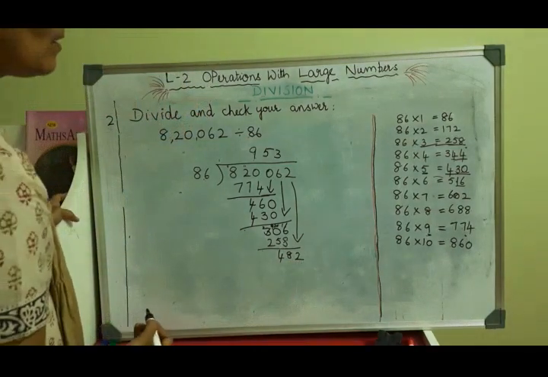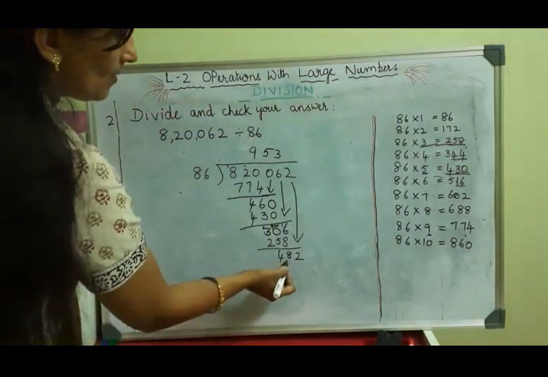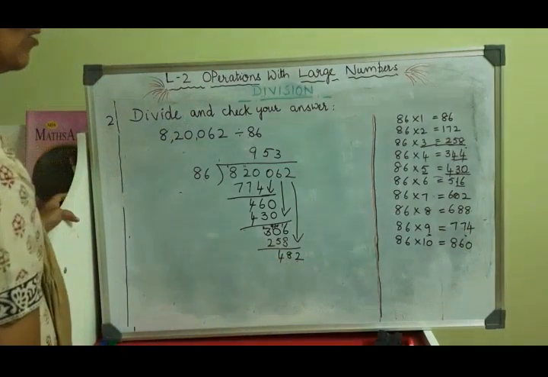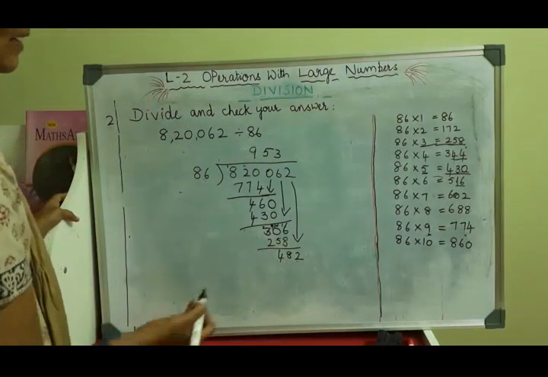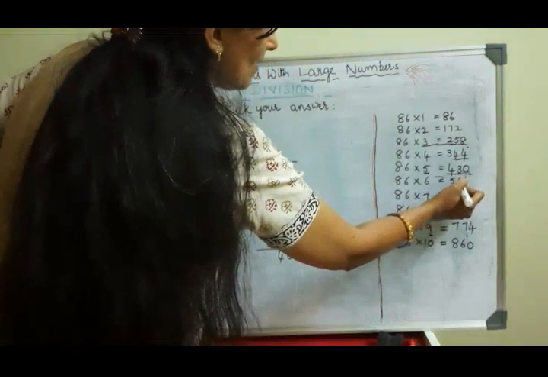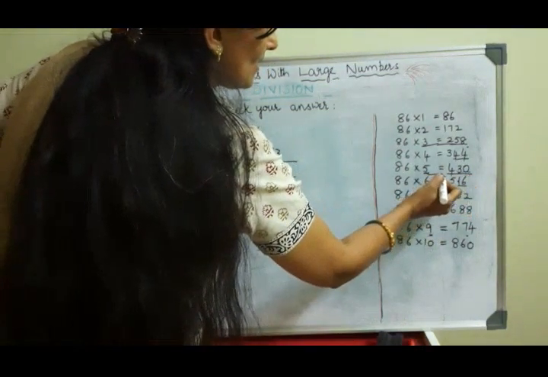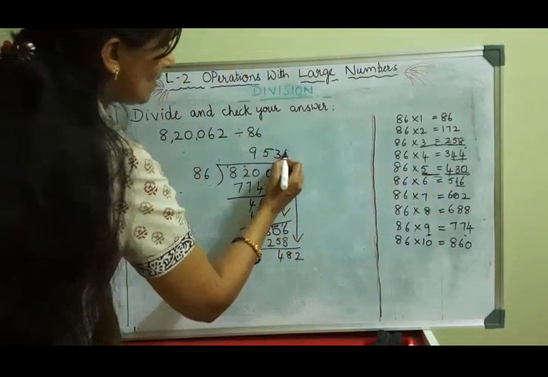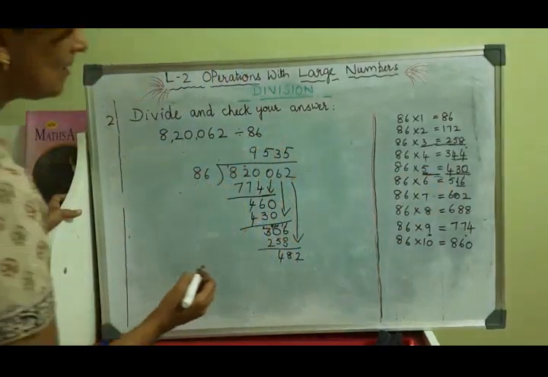Do we get 482? Now how much is the answer? Where is our 482? It is greater than 430, lesser than 516. Which table I have to take? Again the 5 table I have to take. Right.